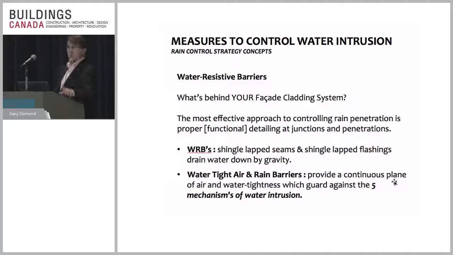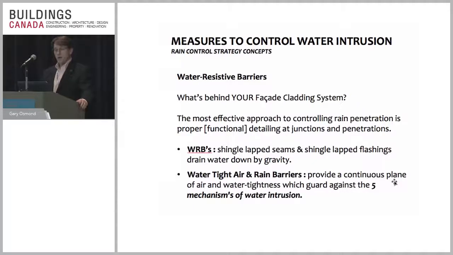And so the question becomes, after last night's rain, what's behind your facade system? And did it last? Will it be able to hold the water out after this? Was there wind pressure that may have blown it apart? So the effective approach of controlling rain penetration is that functioning idea of detailing all the joints and penetrations.